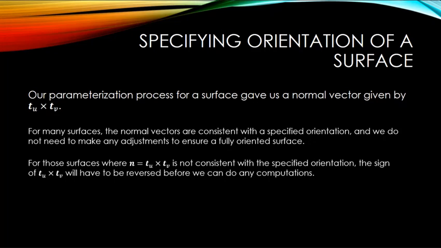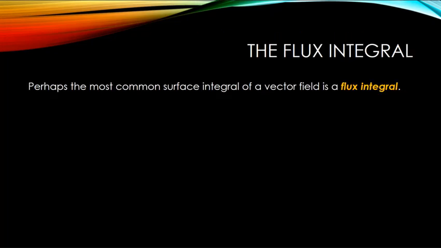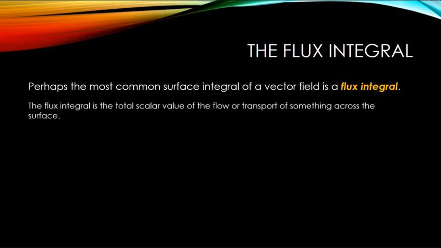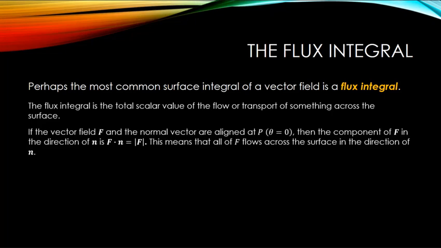The most common surface integral of a vector field is the flux integral. The flux integral gives me the total scalar value of the flow or transport of something across the surface. If my vector field f and the normal vector are aligned at a point P, which means the angle between f and my normal vector is 0, then the component of f in the direction of n is f dot n, which is the magnitude of f. And this tells me that all of f flows across the surface in the direction of n.